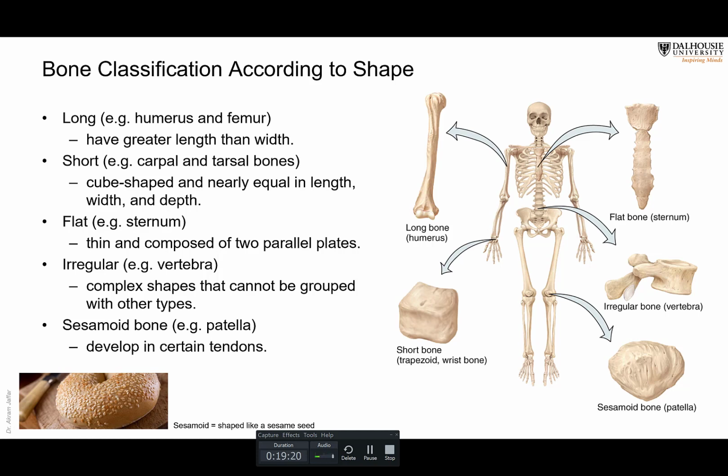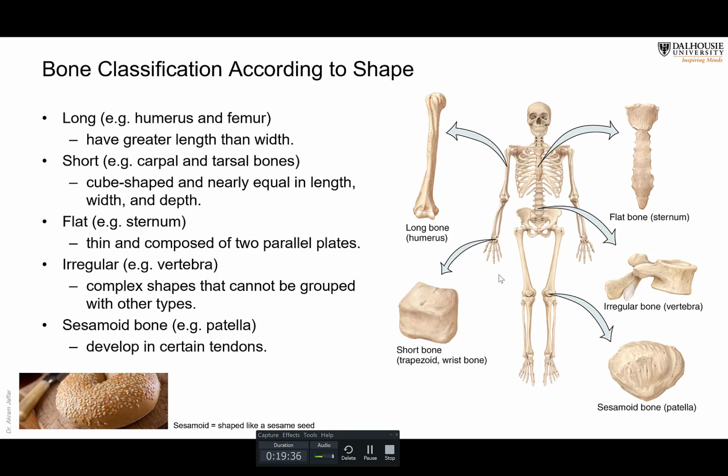So this one, for example, is the humerus, a long bone. Radius and ulna are long bones. The femur is a long bone. In fact, the femur is the longest bone in the body. But it's a long bone in the sense that it has two distended ends and a narrow shaft.